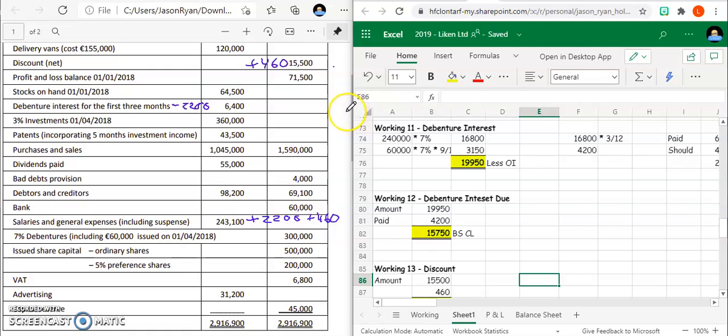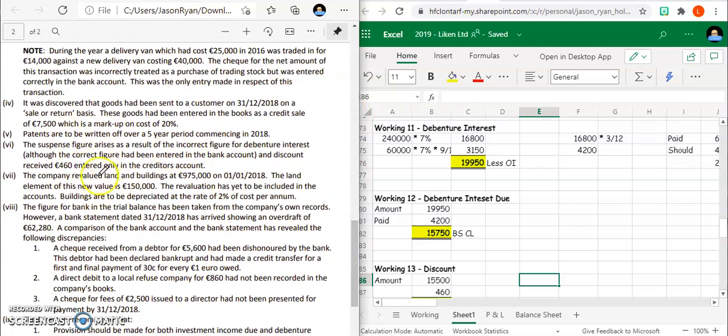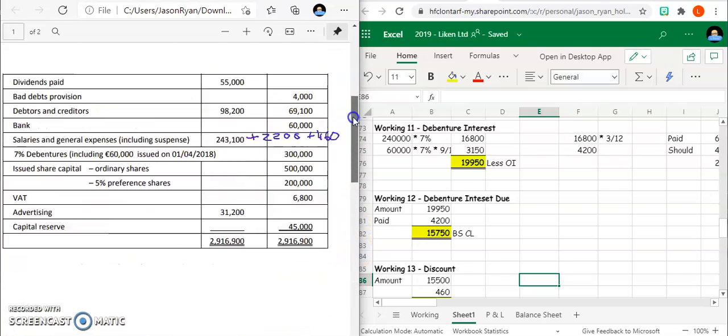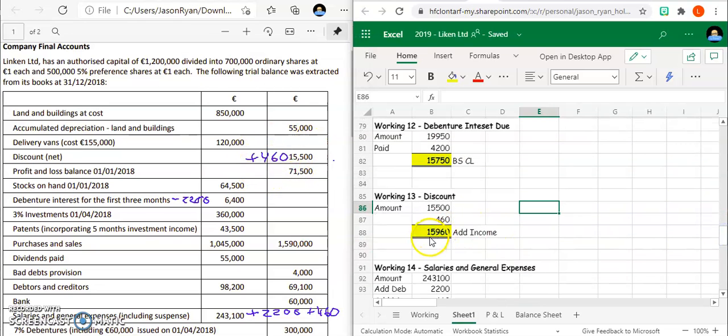Then it said in our discount that discount received was for 460. So we received an extra discount of 460. We went and looked to see where our discount was, and our discount was on the credit side. So that's discount received. That's going to increase by 460. So our new figure is going to be 15,960, add income.